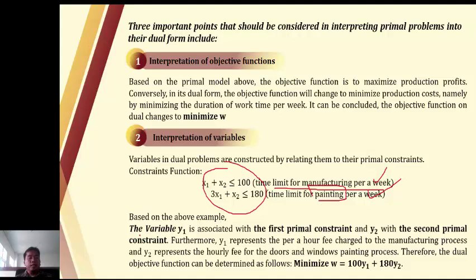The variable y1 is associated with the first primal constraint, this one. Y2 is associated with the second primal constraint. Y2 refers to this one.